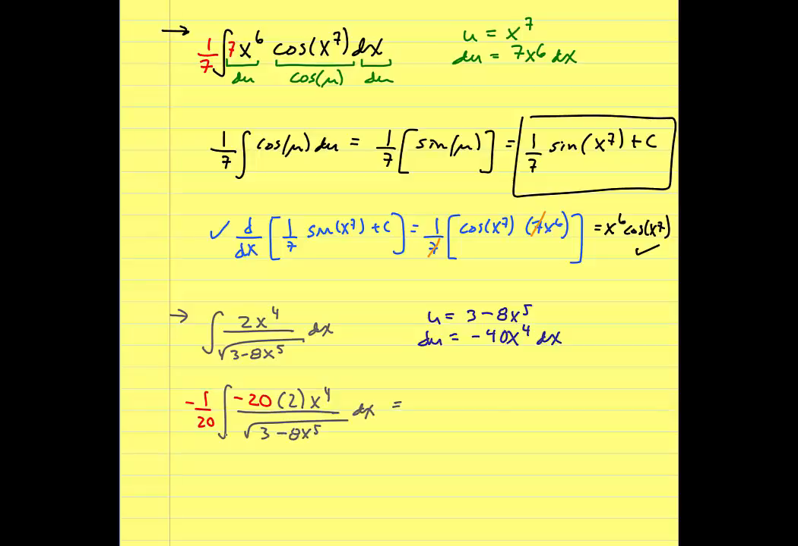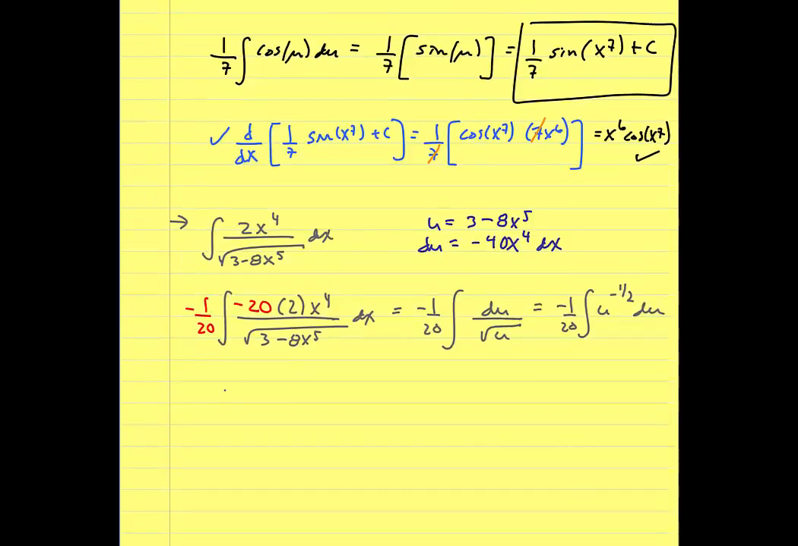Now this looks like it's getting worse, but actually it's better, because once I go ahead and sub in, negative 20 times 2 is negative 40x to the 4th dx. That's just du. And in my denominator, 3 minus 8x to the 5th is just the square root of u. And then I rewrite this, I flip that up top, so I can use my good old power rule. I'm ready to integrate now.